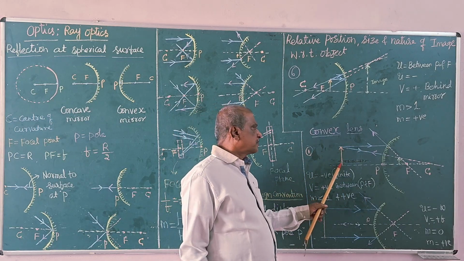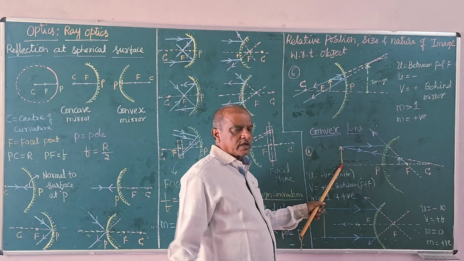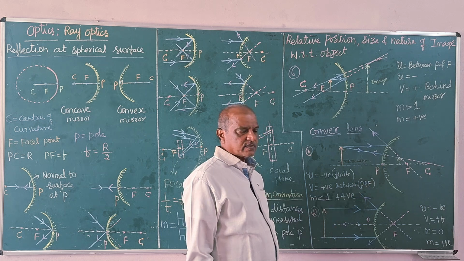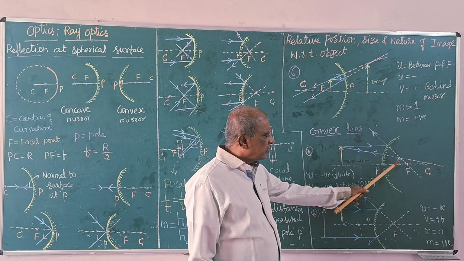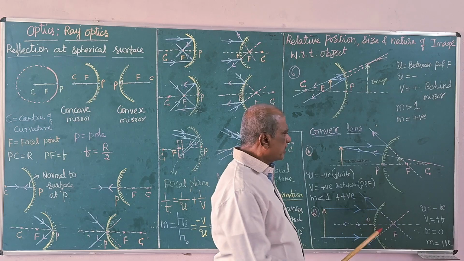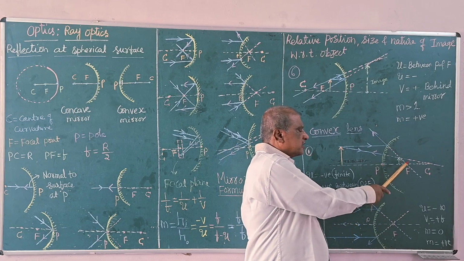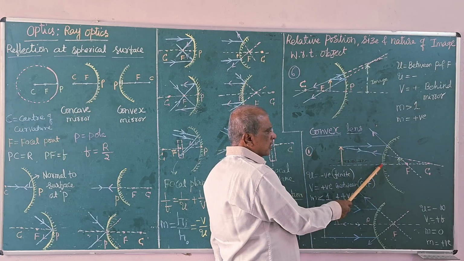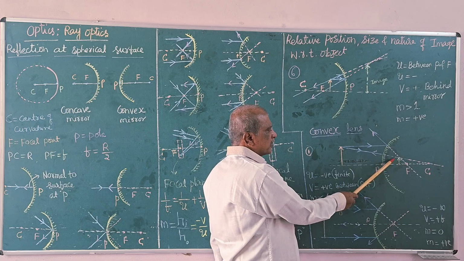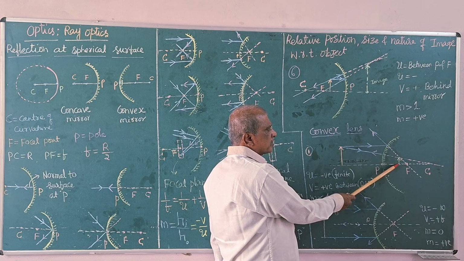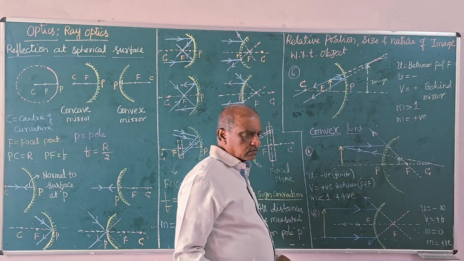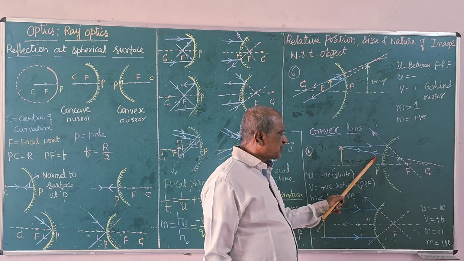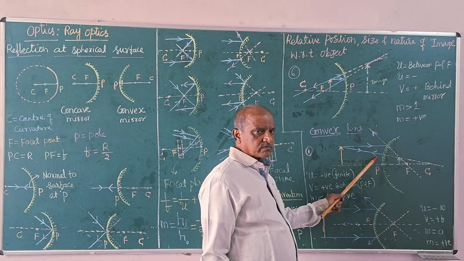Wherever the object is placed at a finite distance, between infinity and P, the image we always get is between P and F. That is an interesting point. Even if we change this, the image formation is always between P and F, a virtual and erect image behind this mirror. This is the nature of reflection by the convex mirror.